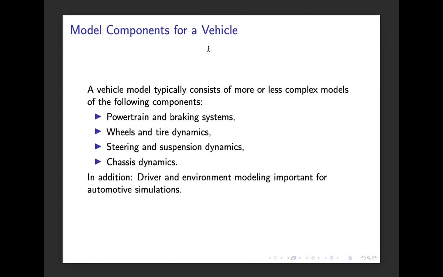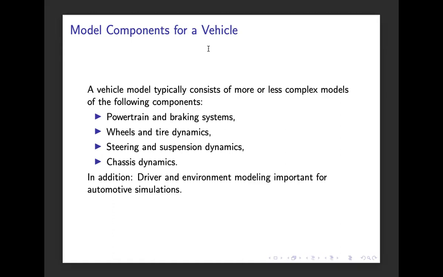Okay, so what key components of a vehicle do we typically have when we should do modeling? We have some kind of powertrain and some braking system that is typical for a vehicle. The powertrain system is to deliver the propulsion to the vehicle. And then we, of course, need some kind of braking system as well to be able to decrease the velocity of the vehicle. Then we have the important parts of the wheels and the tire dynamics.